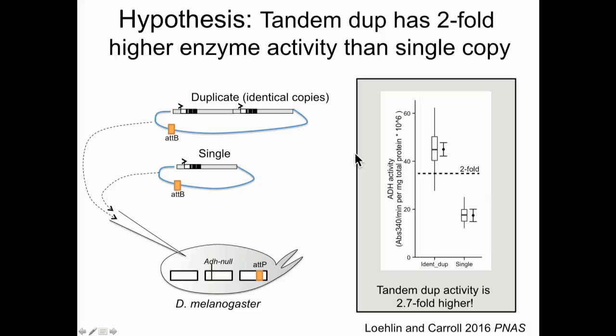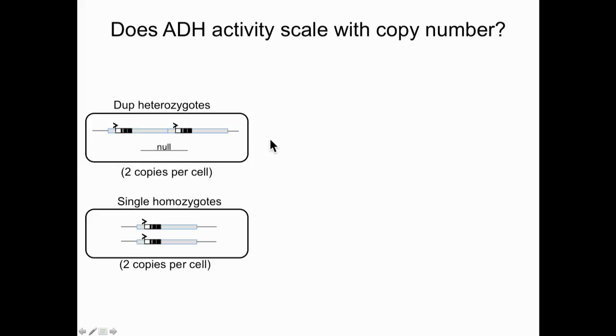So to control for copy number per cell and really get a sense of whether it's really the duplicate structure that matters, I did a cross and compared duplicate heterozygotes, so 2 copies over an uninserted chromosome, 2 copies per cell, to singleton homozygotes. Both of these flies are going to have 2 copies per cell, so we can actually look at the effects of tandem configuration versus 2 copies in a trans configuration.